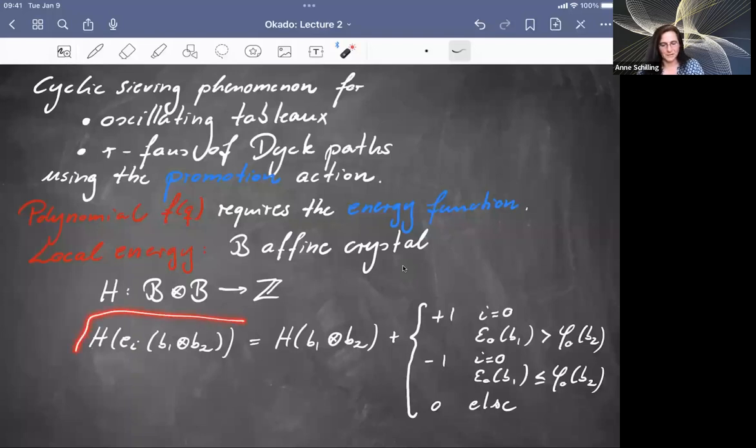So this local energy function is constant on classical components. So H_i of B1 tensor B2 is equal to H of B1 tensor B2 when i is not equal to 0. And when i is equal to 0, then it can change by plus or minus 1 in certain settings.